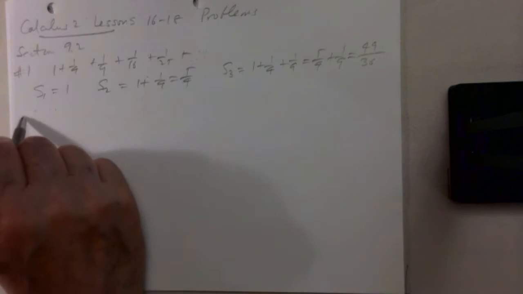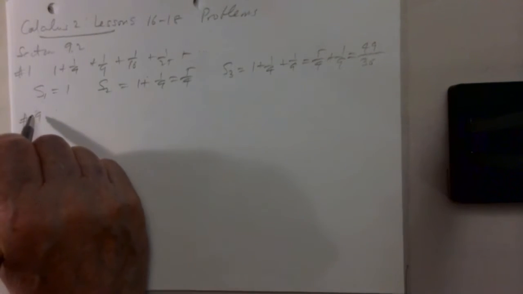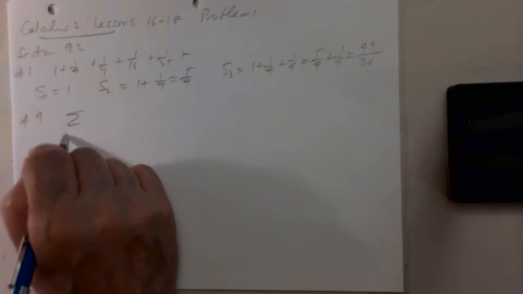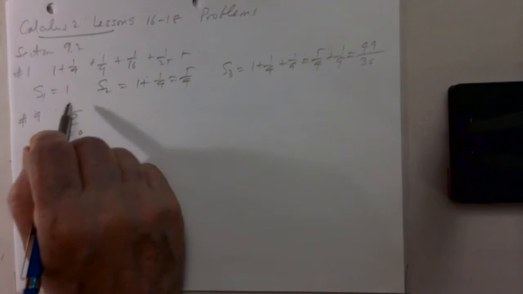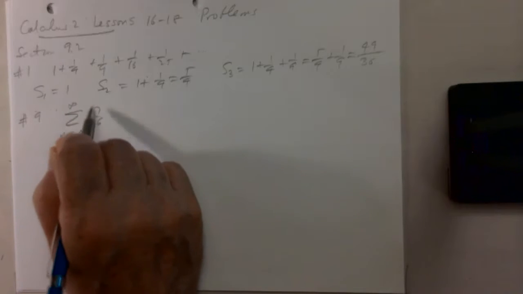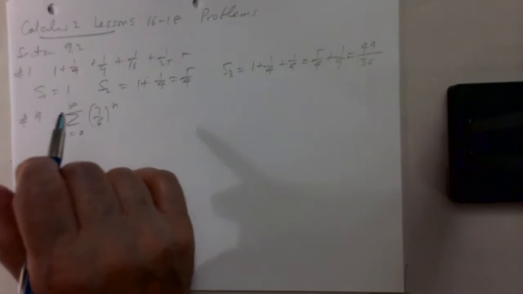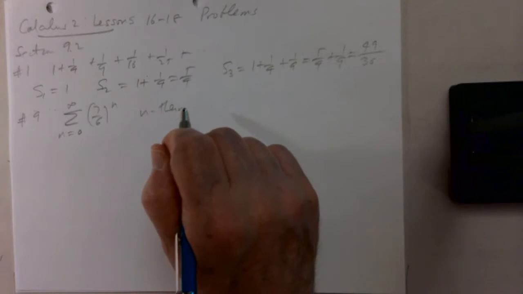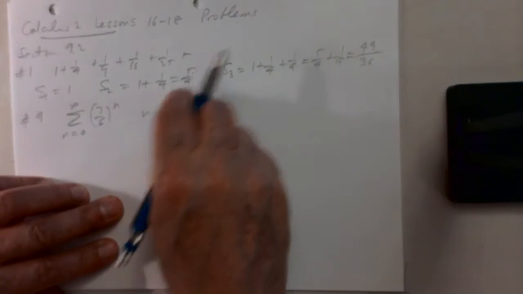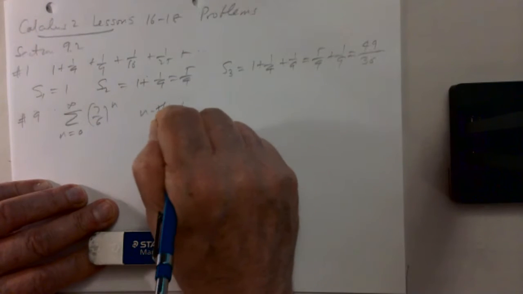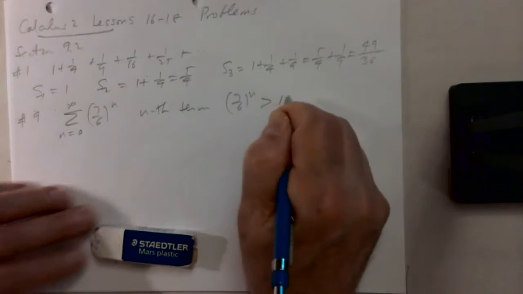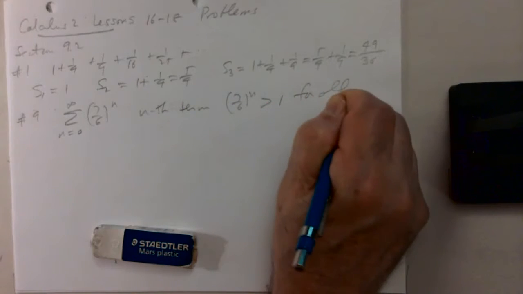In problem number 9, it says verify that the infinite series diverges. So in problem number 9, this is the sum from n equals 0 to infinity of 7/6 to the nth power. So the nth term in this series is 7/6 to the n, which is bigger than 1 for all n.